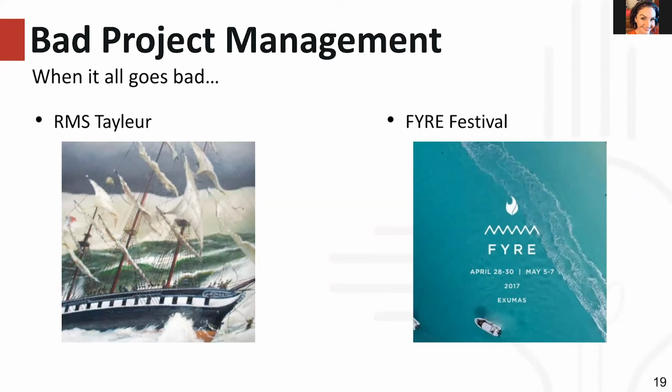So a more modern fail, most of you are probably familiar with the Fyre Festival. And this was hyped on social media as the most exclusive high-end music festival ever. And it was scheduled to take place on a private island in the Bahamas. It was advertised as having once belonged to Pablo Escobar. It never did, but that's beside the point.